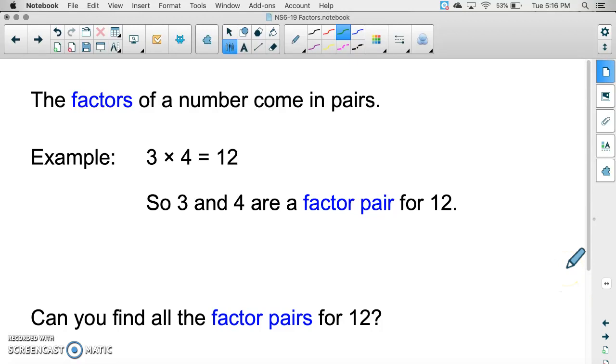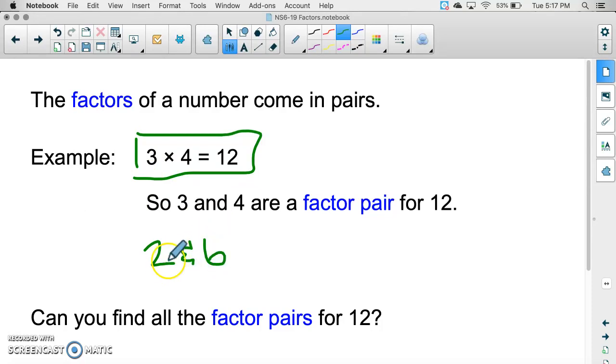So from the list that we just made, we can see that factors of a number always come in pairs. So if we look at this example here, 3 times 4, we see that 3 and 4 are a factor pair for the number 12. So what would be another factor pair for the number 12? We also know that 2 and 6 could be considered a factor pair because 2 times 6 equals 12. And we also know that 1 and 12 could be considered a factor pair because 1 times 12 will give us 12.